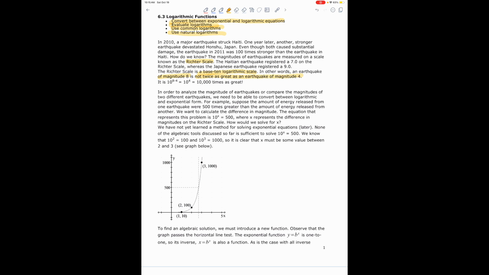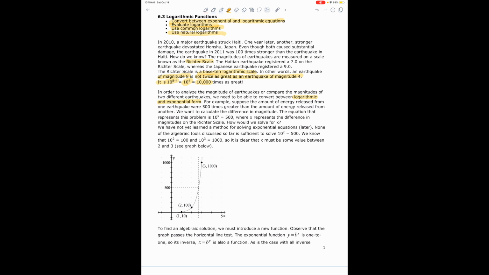We compute it this way. We compute it based on base 10. We say it is 10 to the 8 minus 4, which is 10 to the 4th power. That is 10,000 times as great. In order to analyze the magnitude of earthquakes or compare the magnitudes of two different earthquakes, we need to be able to convert between logarithmic and exponential form.